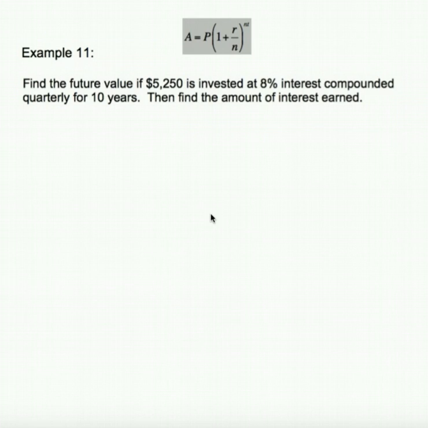11. Find the future value if $5,250 is invested at 8% compounded quarterly for 10 years. Then find the amount of interest earned. So let's look at our formula. We have A, we have P, we have R, we have N, and we have T. So let's list out what we know and what we don't know. It says find the future value. So that means we do not know what A is. That's what we're looking for.